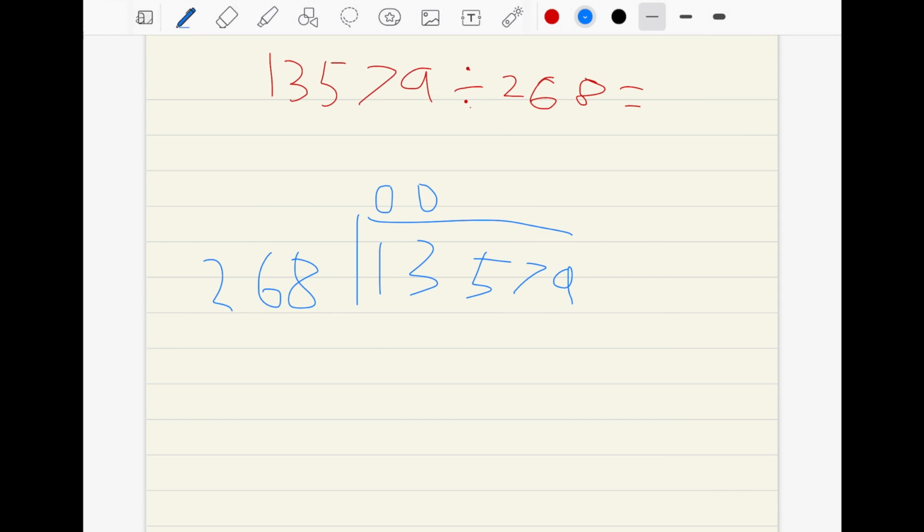And then 135, that is smaller than 268 too, so then we write a 0. And then 1,357, it is larger than 268, so we estimate which number can times 268 to become, not become, but close to 1,357.